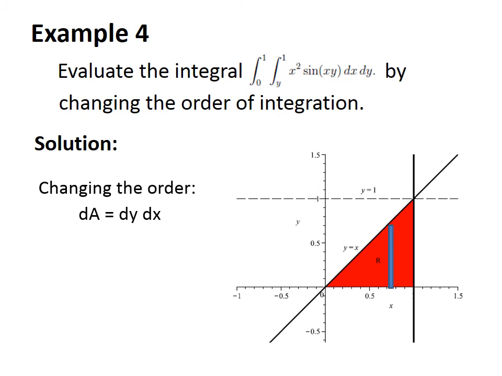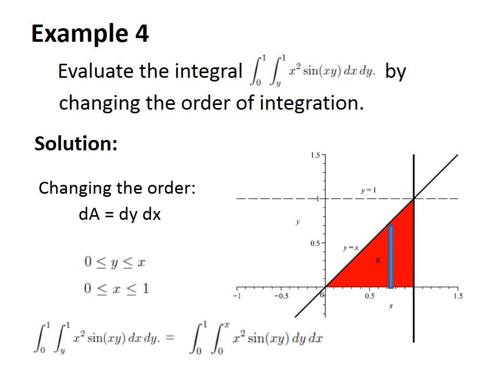So bottommost part, the value of y is 0. Topmost part is sliding on y equal to x. The value of y is x. Leftmost end of the region, the value of the second variable x is 0. Rightmost end of the region, the value of the second variable is 1. Now you have to evaluate the double integral, y to 1, 0 to 1, as the double integral 0 to 1 for x variation, 0 to x for y variation.